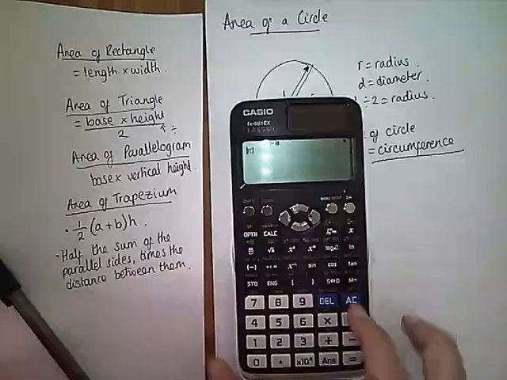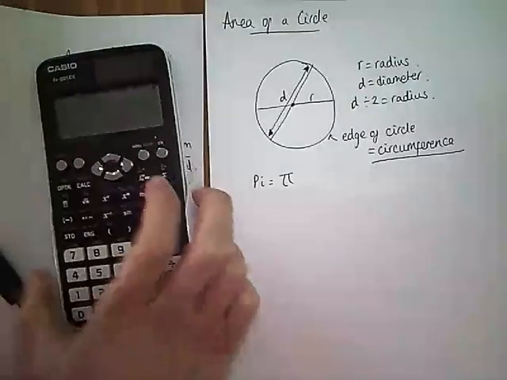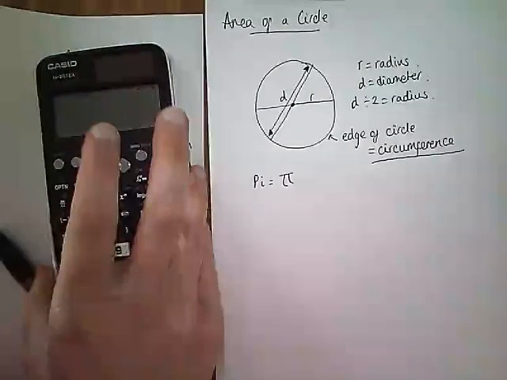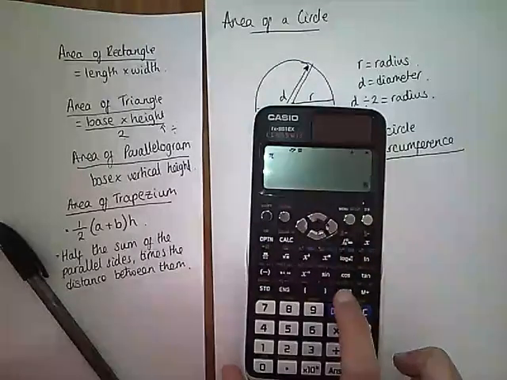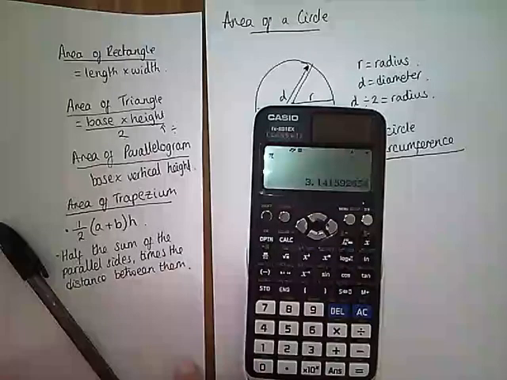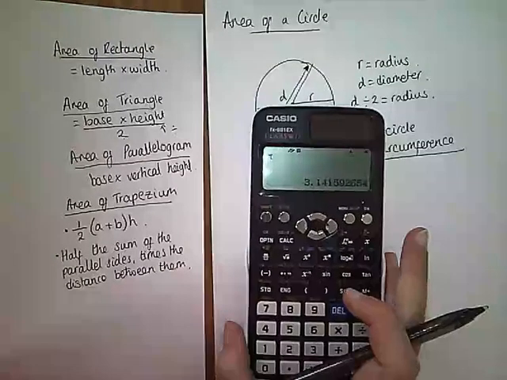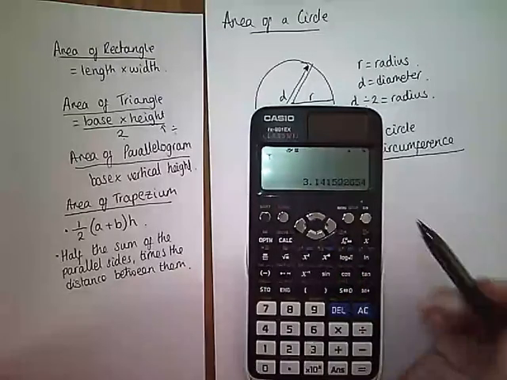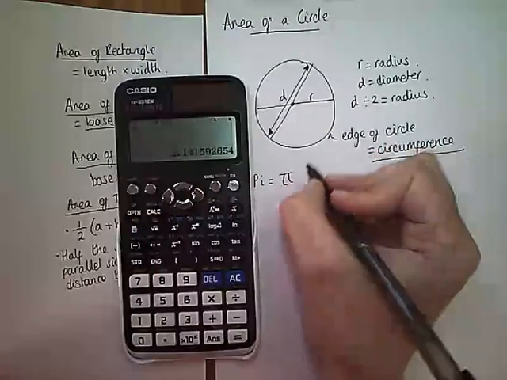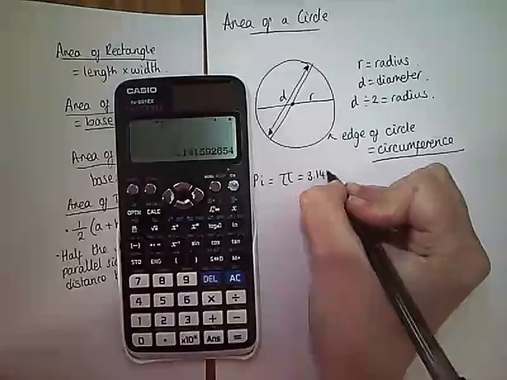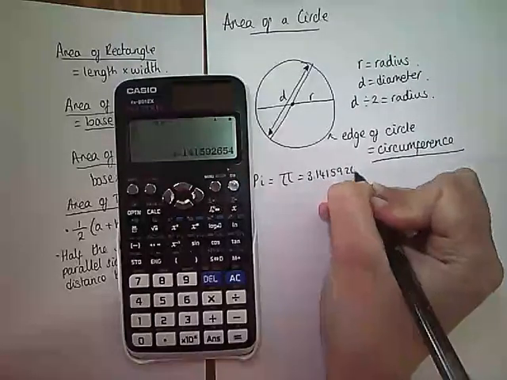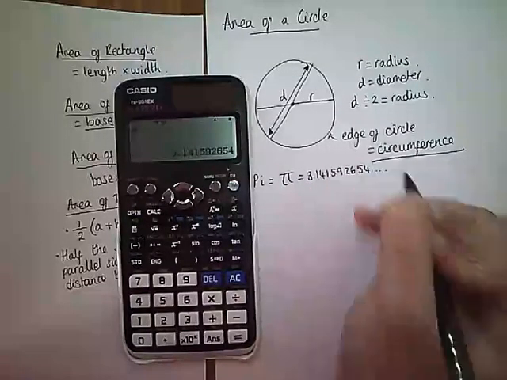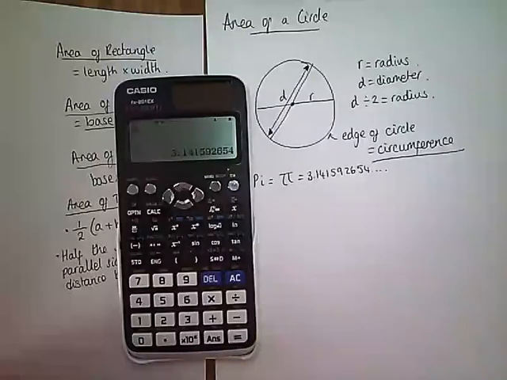Now pi is a number, and if I press equals, and then you need to press SD if you wanted to see the number pi. It is that number there, 3.141592654. But what your calculator doesn't show you is that that number carries on forever and ever. It never stops. It is infinite. It is an infinite decimal. Okay, that is what pi is.